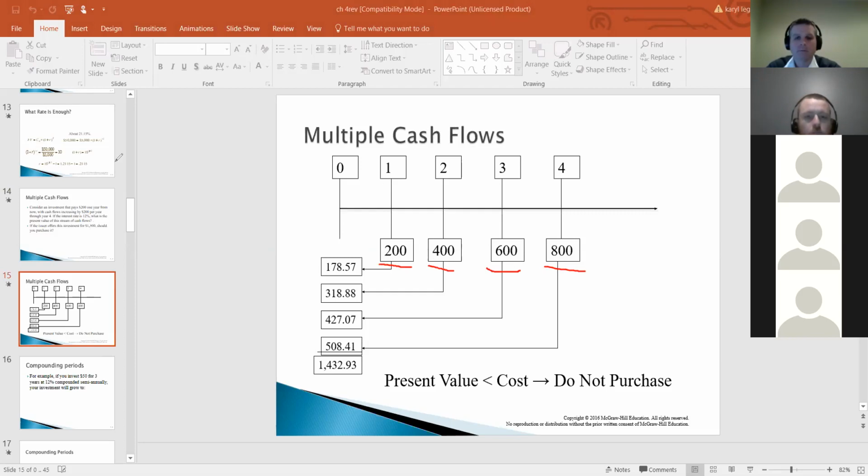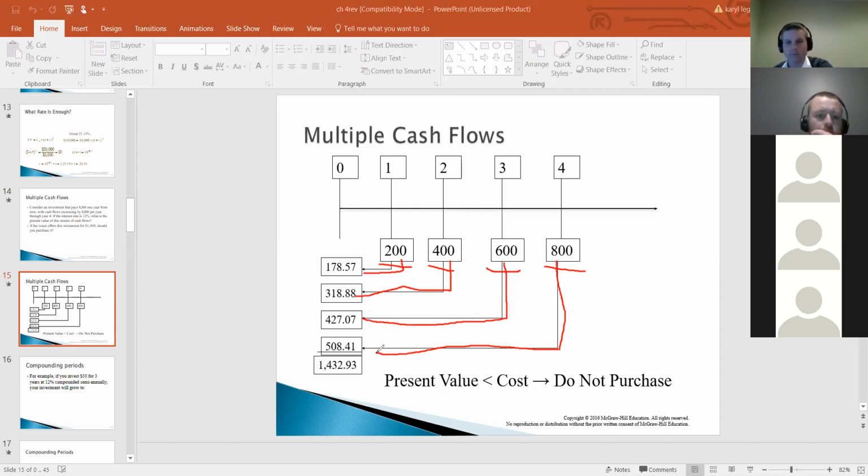So what you're doing here is a series of present value problems. So 200 is the future value. Discount it at 12% for 1 year, and 400 is the future value. Discount it at 12% for 2 years. 600 is the future value. Discount it at 12% for 3 years, and 800 is the future value. Discount it at 12% for 4 years. And then you add those together, and that's the value of your investment.